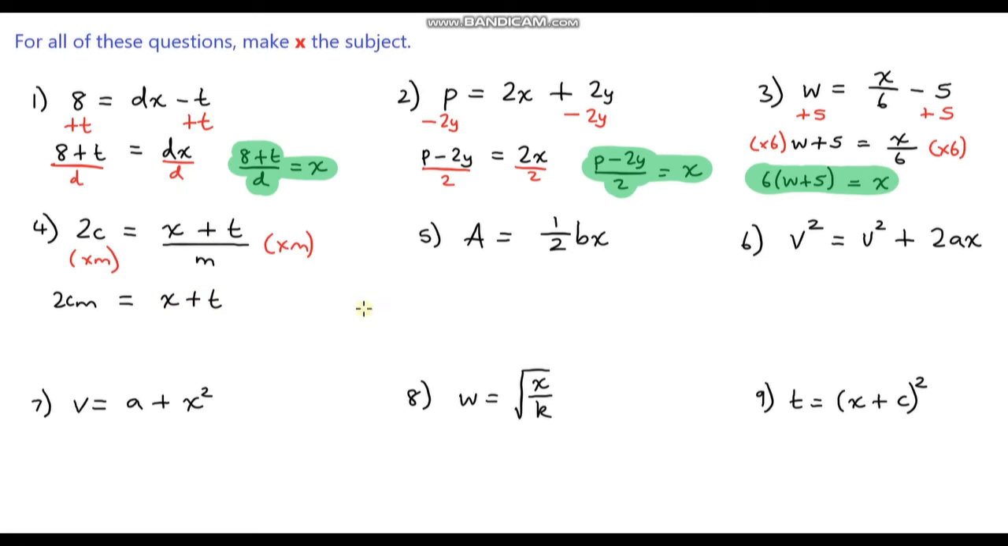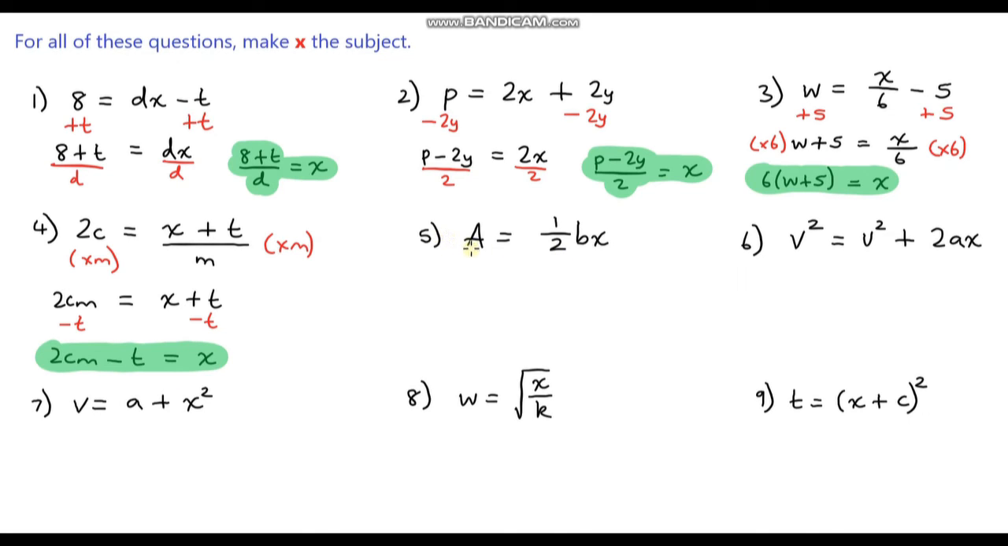And now we can get rid of this t. So if we subtract t from both sides, we're left with 2cm minus t. And on the right hand side, we're just left with x. And we have made x the subject.